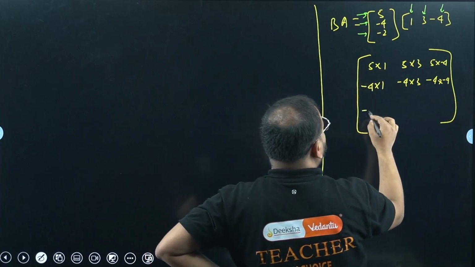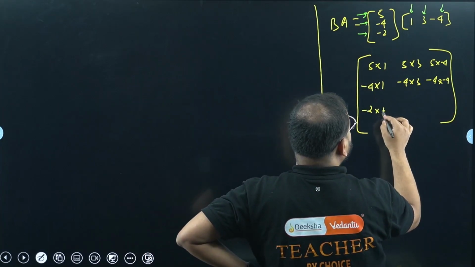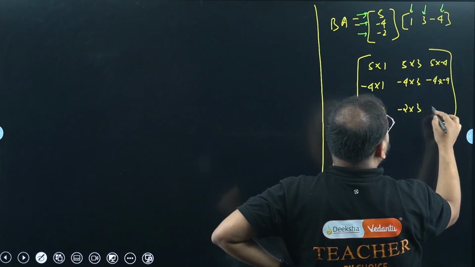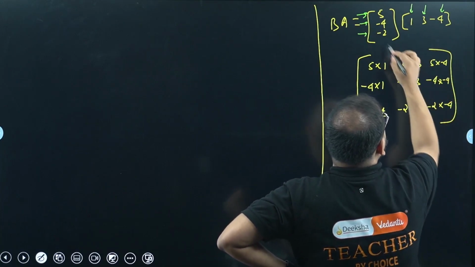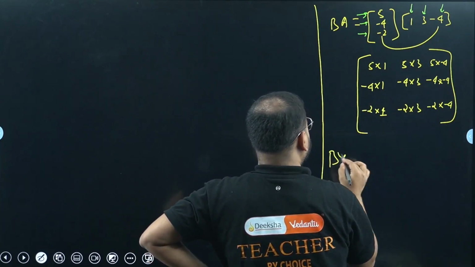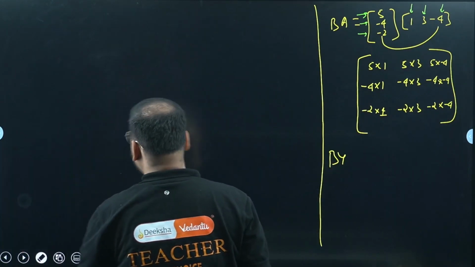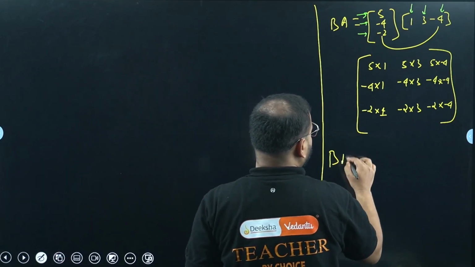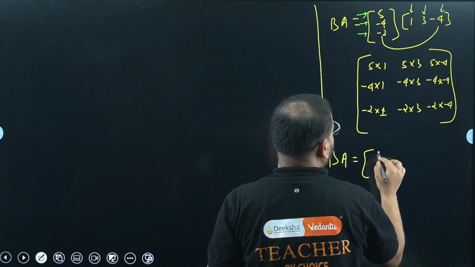Minus 2 times 1, minus 2 times 1, and minus 2 times 3, minus 2 times minus 4, minus 2 times minus 4. What is the result of BA? The result of BA is nothing but 5.